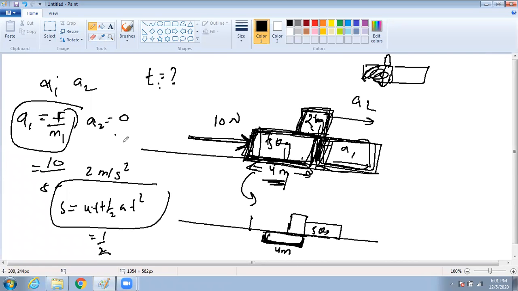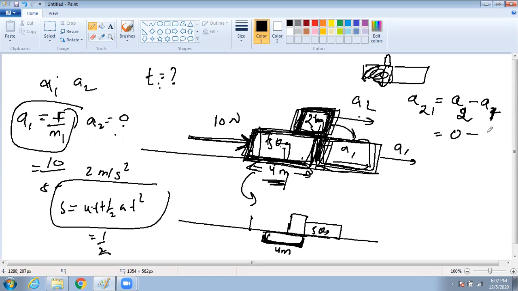Now, here comes a question. Your A2 is 0. But A2 will have a negative acceleration. How? Your A1 is moving at A1 and this is not moving. So the relative acceleration of the 2 kg mass with respect to this mass will be how much? Relative A21 will be A2 minus A1, which is 0 minus 2. How much? Minus 2 meter per second square. Correct or not?